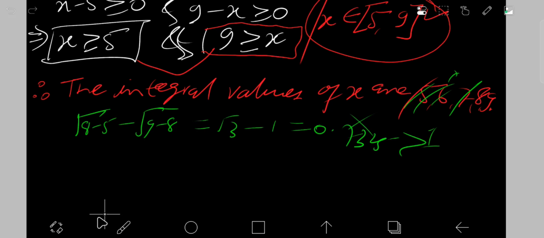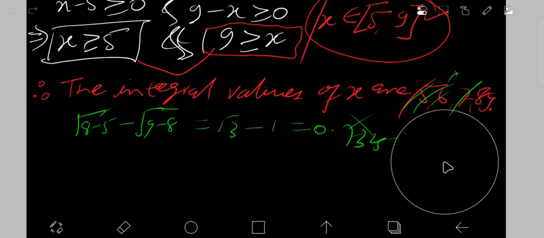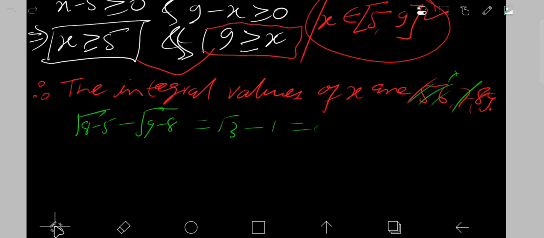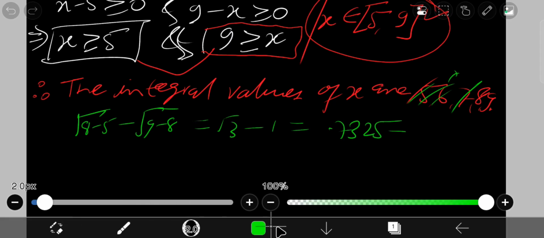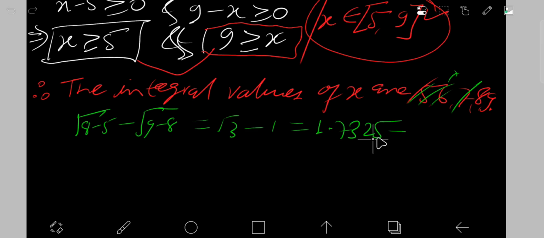Wait, what did we write here? We wrote it wrong. The square root of 3 is 1.7325, not 0.7325. We made a mistake here. So we take 1 point something minus 1, which gives 0.73, and this is not greater than 1. So 8 is also not a solution.